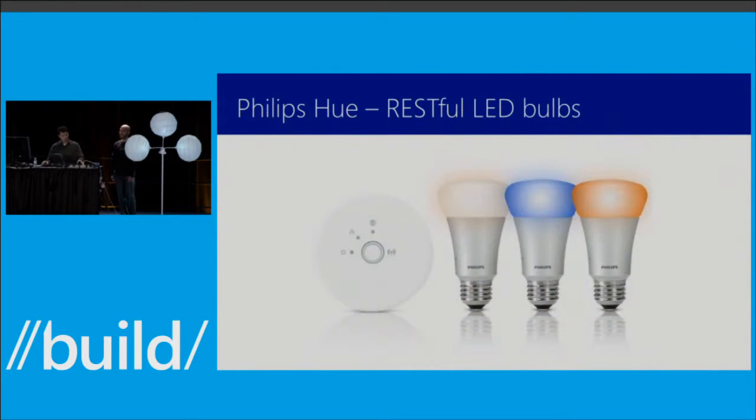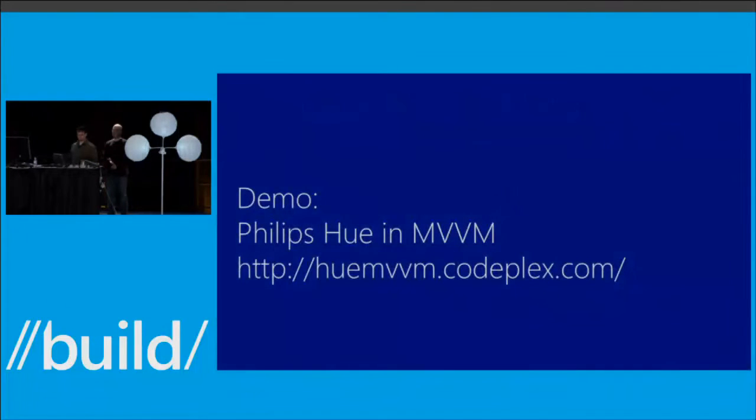What you see over here, these are the Philips Hue bulbs off to my left. Philips Hue bulbs are this really cool project. There's this Wi-Fi bridge, and it can communicate to these bulbs, and it sends back a RESTful interface that I can interact with on my phone. If you want to follow along, you can go to huemvvm.codeplex.com. I've got all the code for this, and you can take a look at what my MVVM structure looks like.